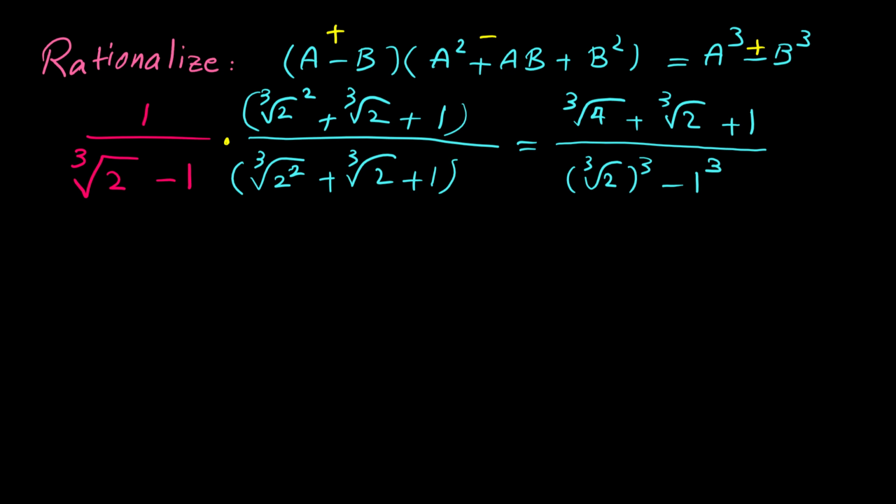So what is the final answer of this question? Cube root of 4 plus cube root of 2 plus 1. As you can see, we rationalized this expression, which means that we don't have any more denominator with a radical, with cube root.